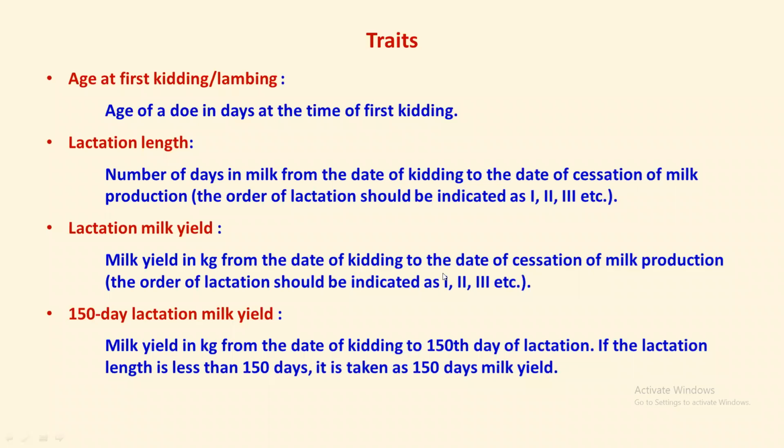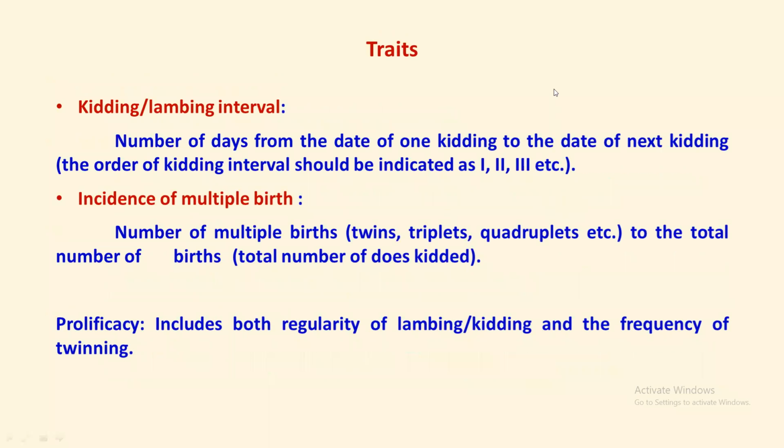And then lactation length is also another important trait. Next is kidding or lambing interval. If there is more than one kidding, then you have to measure the number of days from one kidding to the next kidding. That interval is also an important trait.